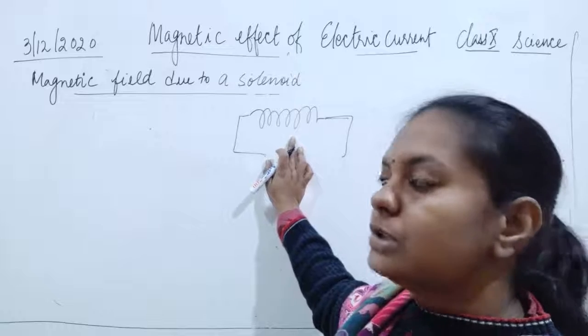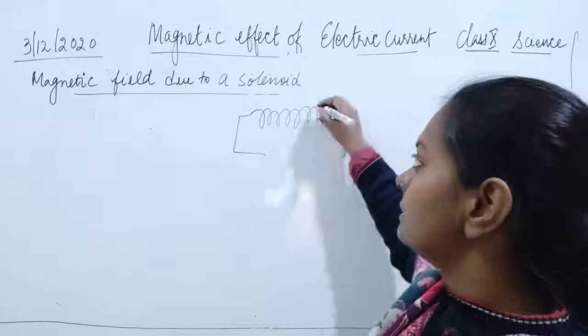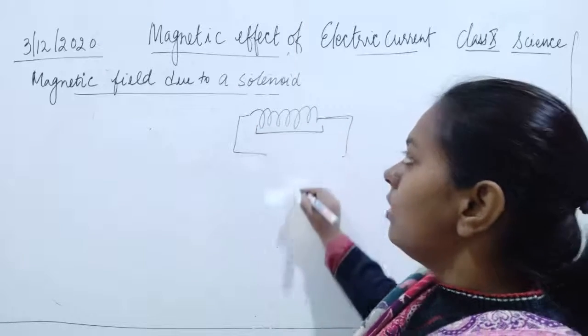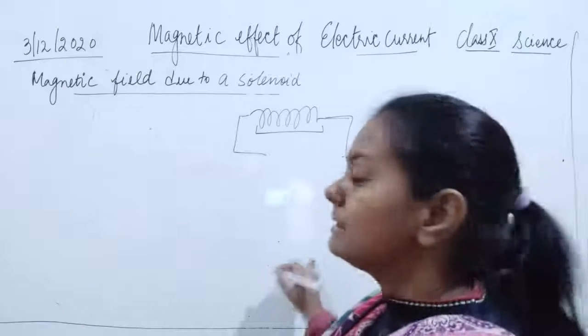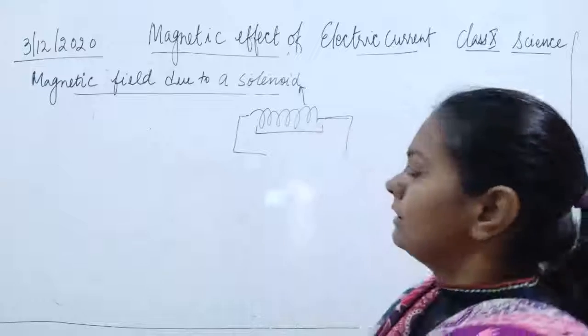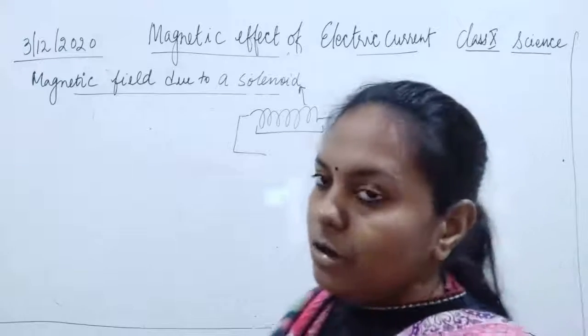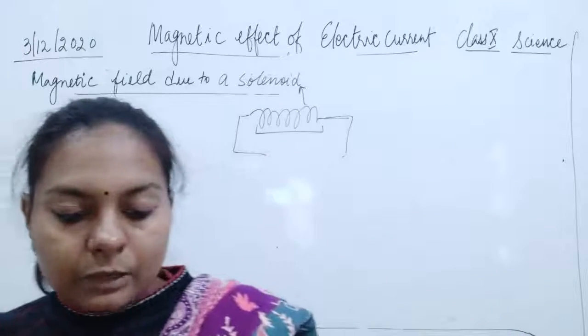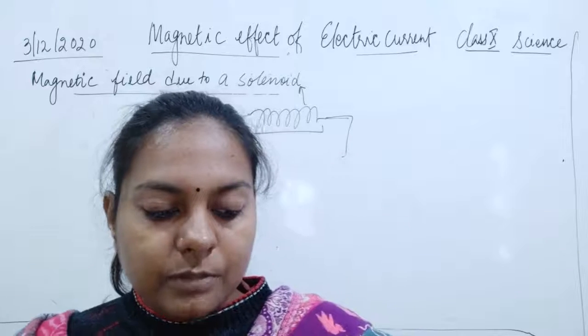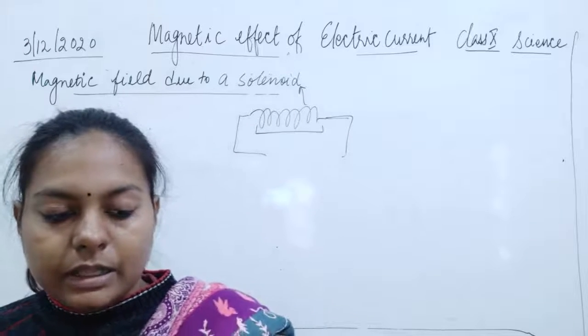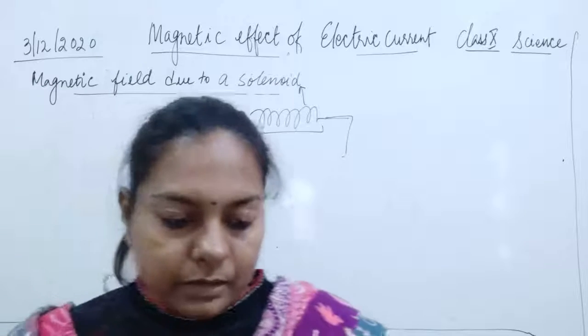Copper wire is there in a circular manner. This type of arrangement of the wire is said to be a solenoid. Okay, this is known as a solenoid. Fine. Now, the solenoid is a long coil containing a large number of turns of insulated copper wire.